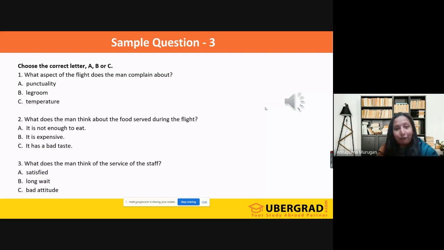If yes, please send me the thumbs up. Okay. So now, what does the man think about the food served during the flight? Now, most of you would have got confused. He used the word inexpensive, right? But the word expensive was prominently heard. So immediately most of you would have marked that it's expensive. No, it was actually inexpensive and delicious, isn't it?